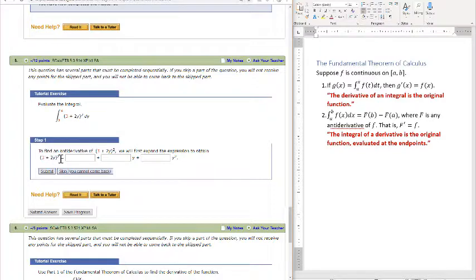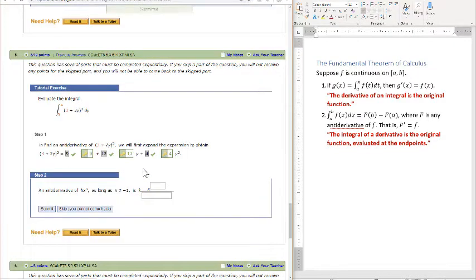FOIL everything out. So if we take this and expand it, we will have a 9 for the first term. We have 3 times 2 is 6, and we double that, we get 12 for the middle term, and then we square this, we're going to get 4y squared.